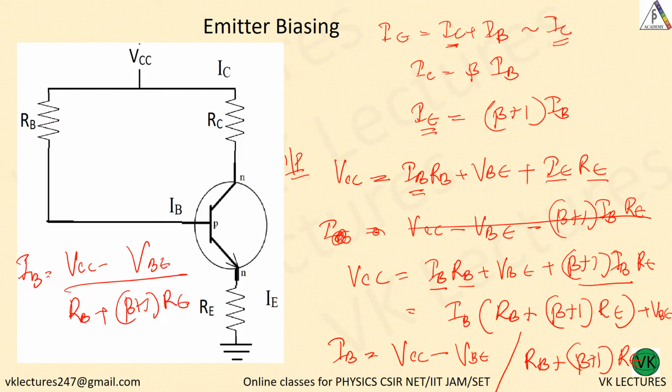Now again you can simplify this. This quantity beta is a very large quantity. So RB and RE, if it is very large, then you can even reduce it. So how can you put it? IB is equal to VCC minus VBE divided by, neglecting this quantity, beta plus 1 into RE you can write, if it is a very large quantity. If it is given, you can directly substitute. Otherwise, for a very small quantity you can.